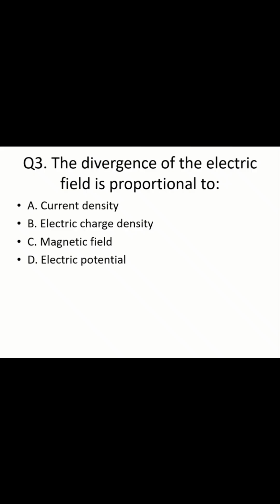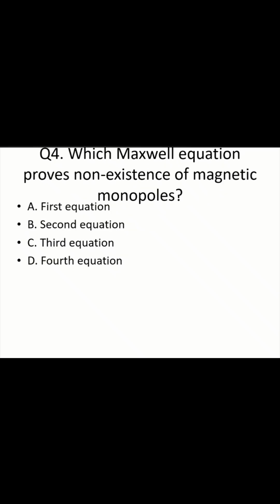Coming to question number 3, the divergence of the electric field is proportional to current density, electric charge density, magnetic field or electric potential. The correct option is option number B, that is electric charge density. Coming to the next question, which Maxwell equation proves non-existence of magnetic monopoles? First equation, second equation, third equation or fourth equation? So the correct option is option number B, second equation.